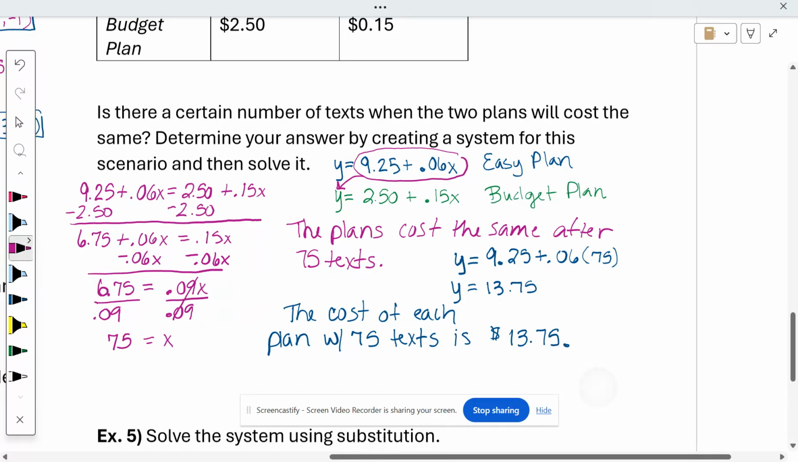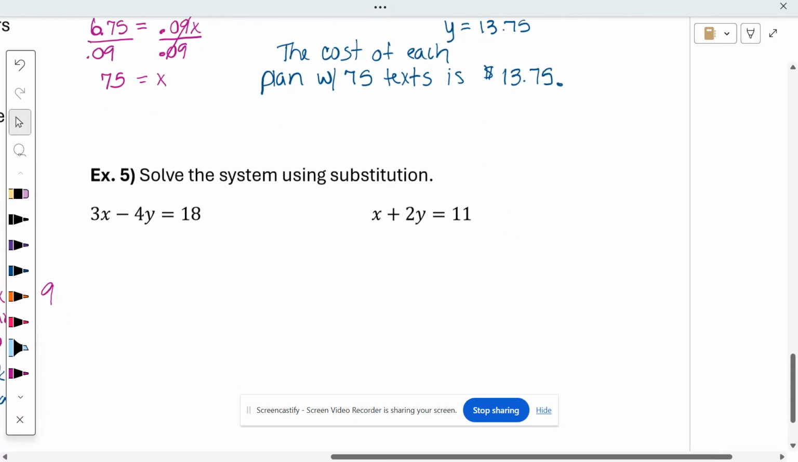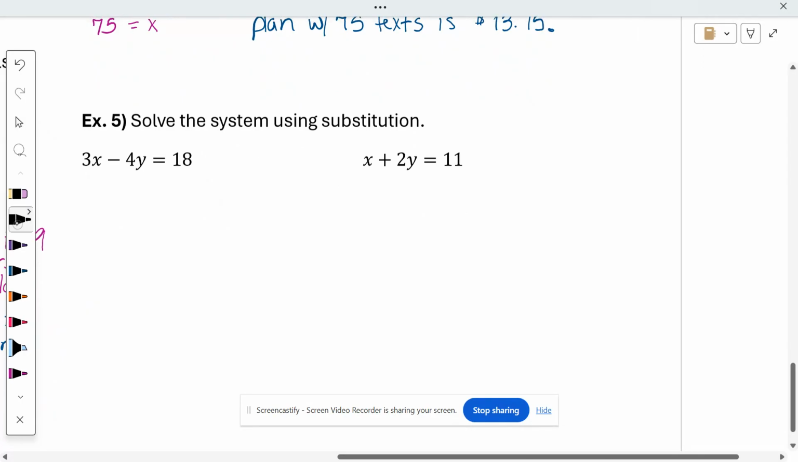Okay. All right, let's take a look at our last example. Example number 5. So example number 5 just asks us to solve this system using substitution. The only problem is I don't have a variable isolated. I don't have one variable all by itself.